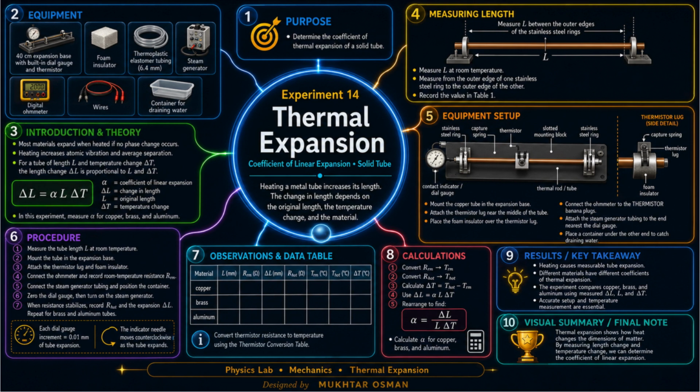9. Results and key takeaway. 1. Heating causes measurable tube expansion. 2. Different materials have different coefficients of thermal expansion. 3. The experiment compares copper, brass, and aluminum using measured delta L and delta T. 4. Accurate setup and temperature measurement are essential.